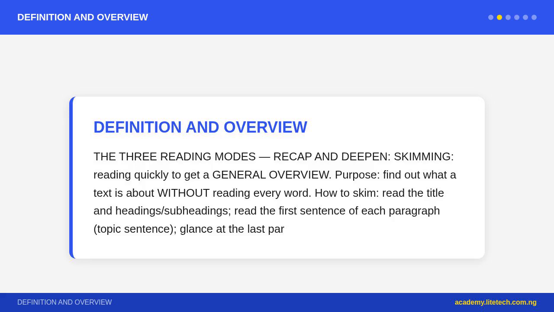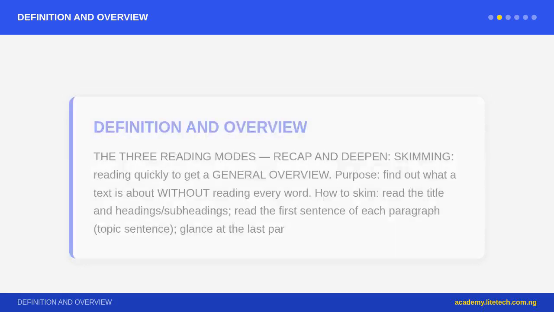SQ3R stands for survey, question, read, recite, review. Survey, skim the text first, titles, headings, first and last paragraphs, to get an overview. Question, turn headings and topic sentences into questions. This section is called the harmattan, so I should ask, what is the harmattan? Where does it blow? When does it occur?